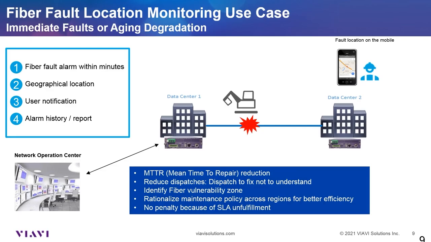So these are all your benefits: improved MTTR, mean time to resolution, reduced dispatches. You can identify and dispatch right to the specific location. You can demarcate across the network and make sure that you're sending the right team. And you can reduce SLA penalties and understand what's happening with the fiber as it ages and degrades.